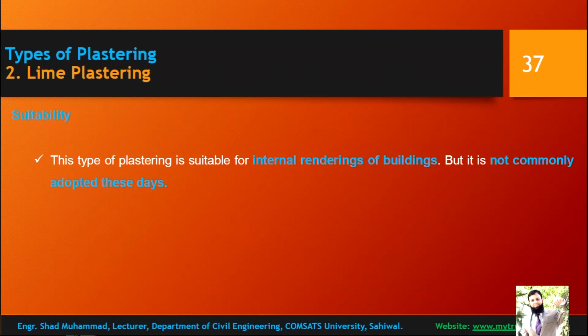This type of plastering is suitable for internal rendering of the building, but it is not commonly adopted these days. Lime is a weaker component, and due to adverse climatic conditions and rainfall, this lime plastering is not suitable for external use.